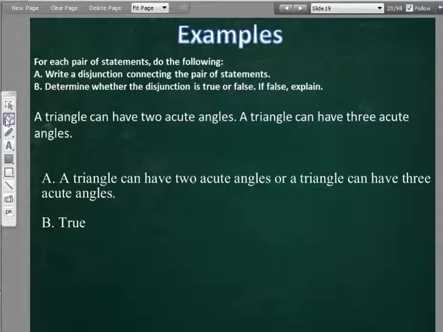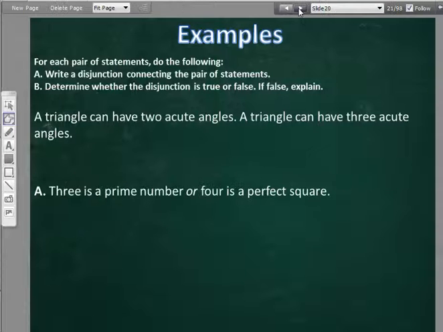So when I take these 2 sentences and put the word or in there, it says a triangle can have 2 acute angles or a triangle can have 3 acute angles. So yes, a triangle can have 2 acute angles and a triangle can have 3 acute angles. So both of those are true, so the disjunction will be true. So I can skip through that part.